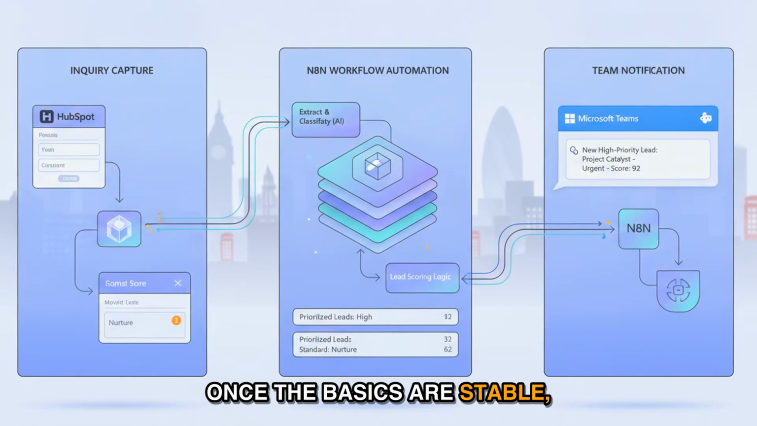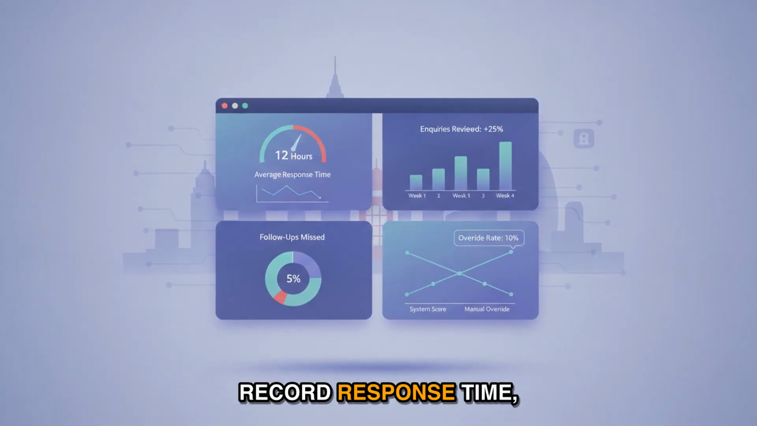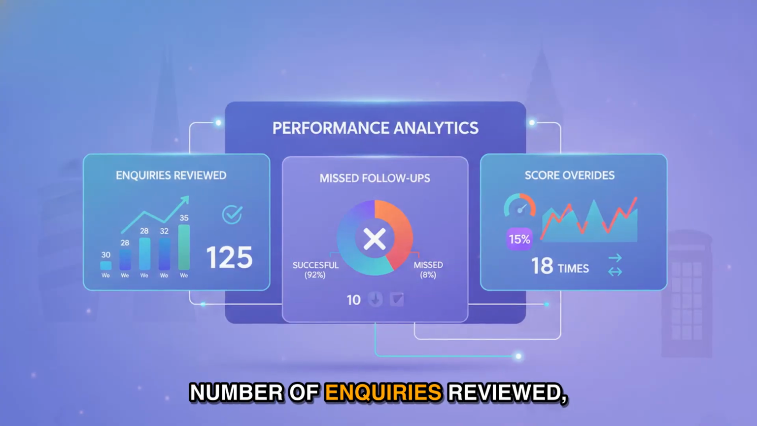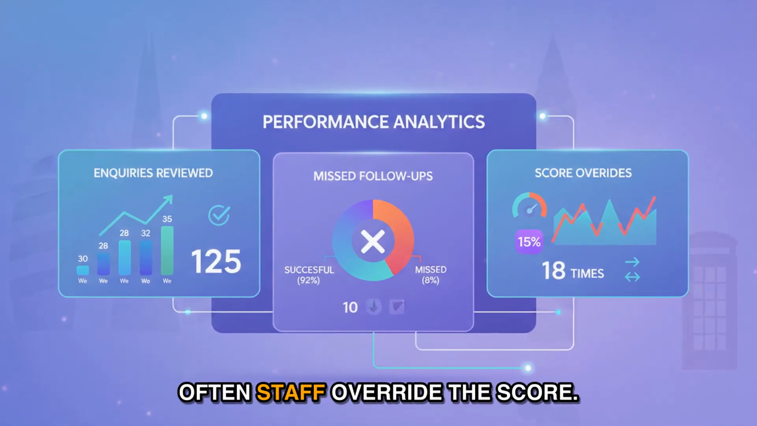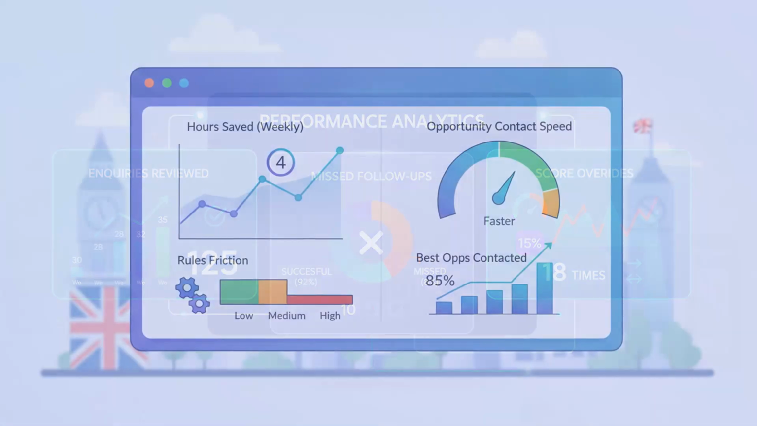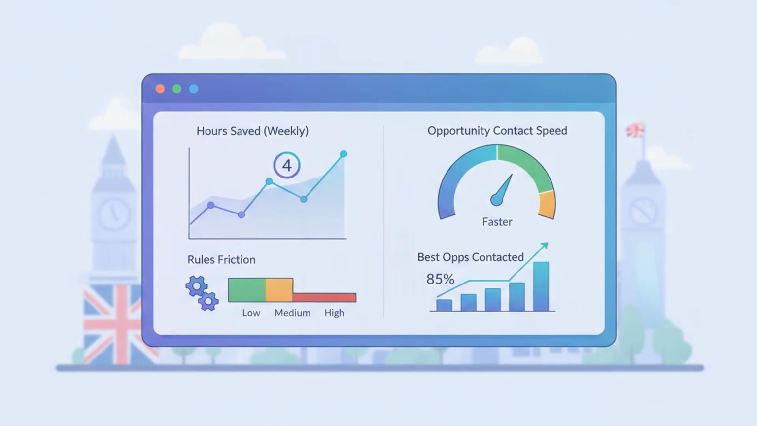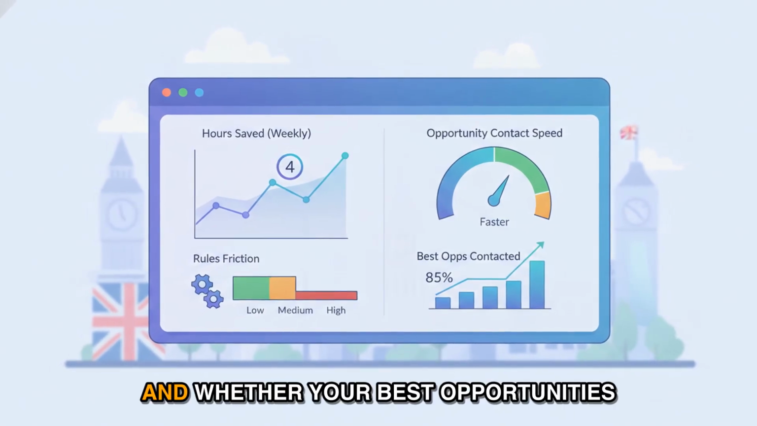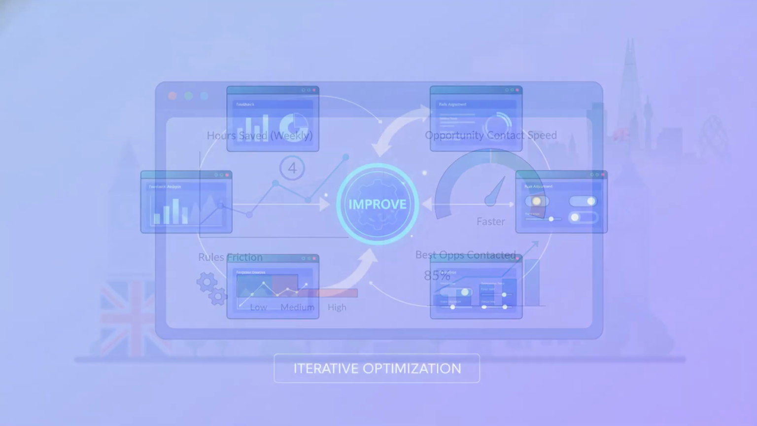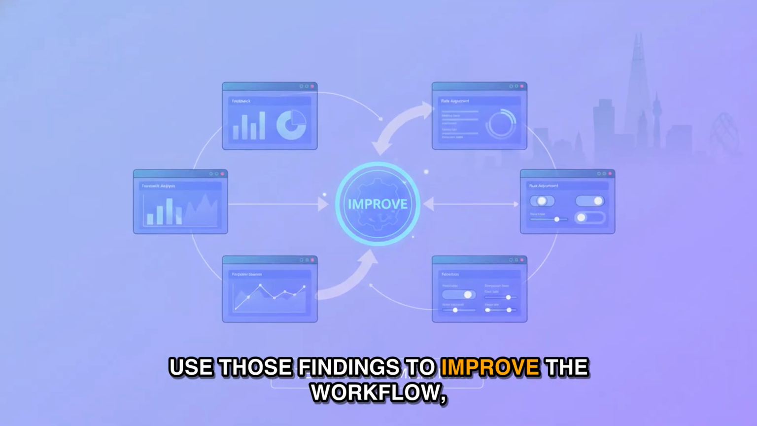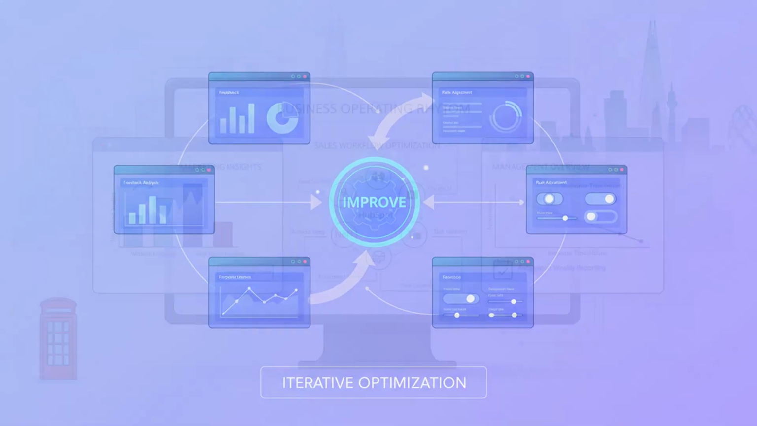Once the basics are stable, measure the process for 4 weeks. Record response time, number of inquiries reviewed, missed follow-ups, and how often staff override the score. You can then see whether the 4 hours saved is holding up, whether rules create friction, and whether your best opportunities are being contacted sooner. Use those findings to improve the workflow, not to chase a perfect score.